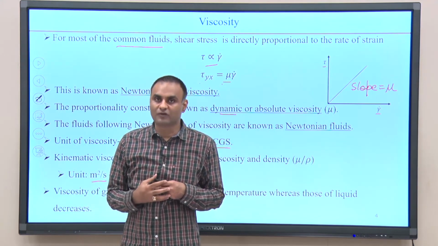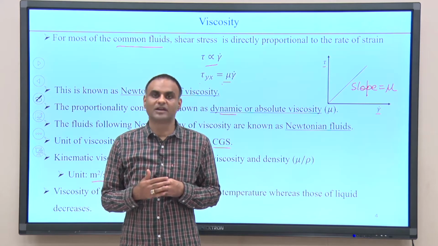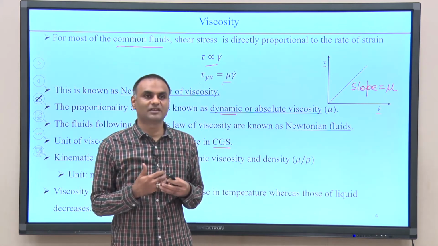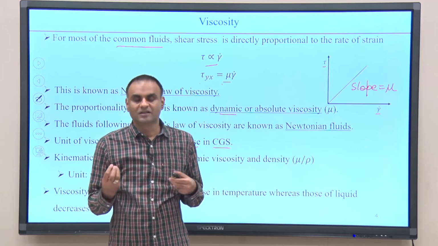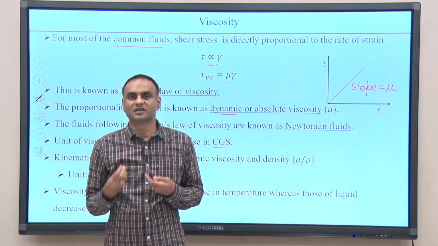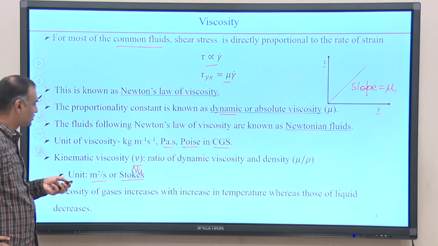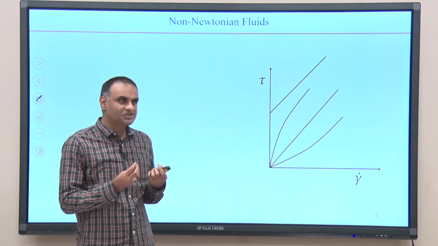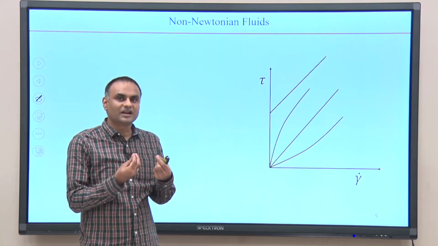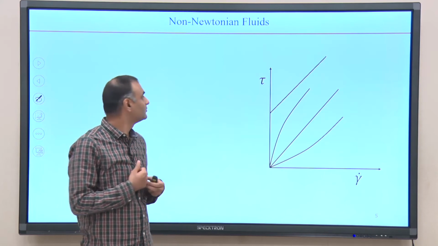So, the viscosity of liquids decreases with an increase in temperature, whereas the viscosity of gases increases with an increase in temperature, because when you increase the temperature of a gas, the number of collisions between its molecules increases. So, the viscosity of the gas also increases. Whereas if you talk about liquids, when you increase the temperature, the attraction force between the molecules becomes weaker. So, it can flow relatively easily.